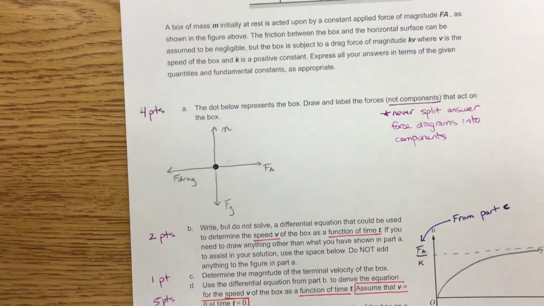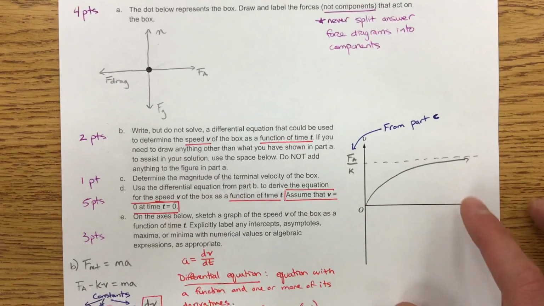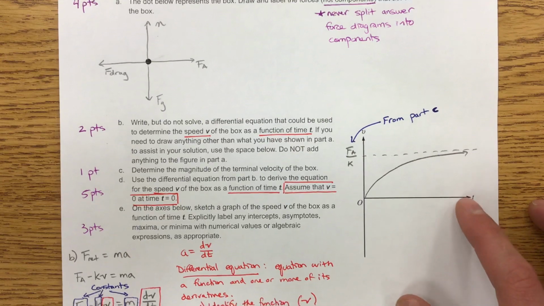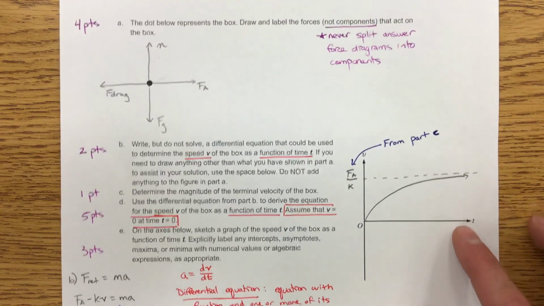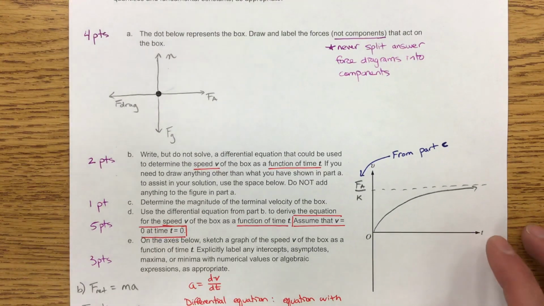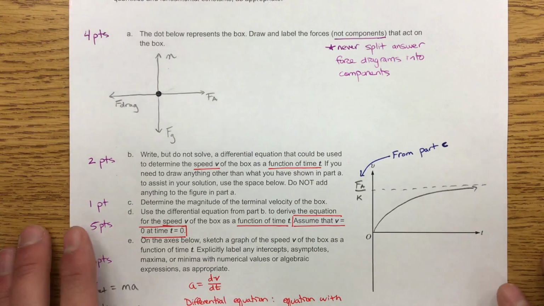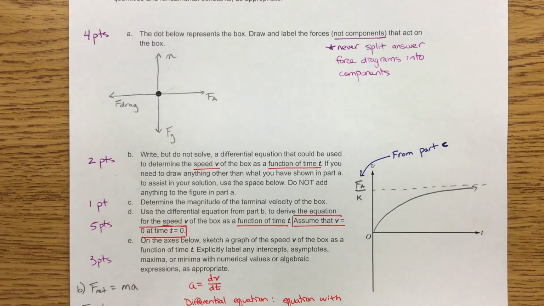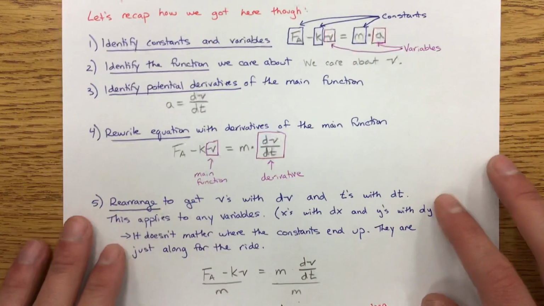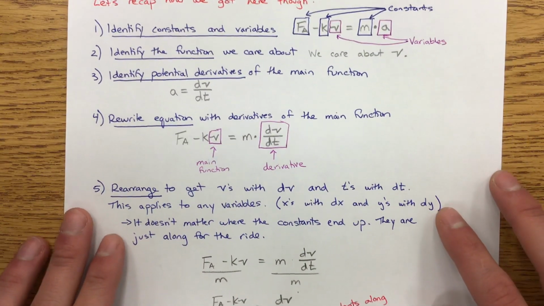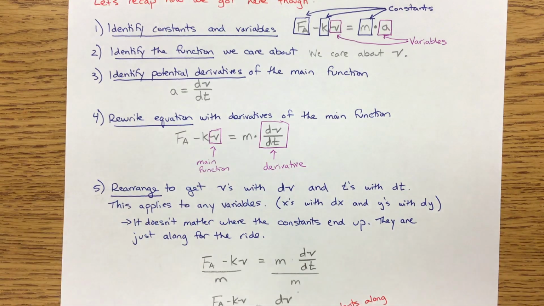Let's move on to where things get a little more dicey, like part B, all right? So part B says, write but do not solve a differential equation that could be used to determine the speed of a box as a function of time. So here's what I want us to think about, and I tried to set this up into steps for us, all right? So what we want to do is we want to identify first what are our constants and variables within this problem, all right?